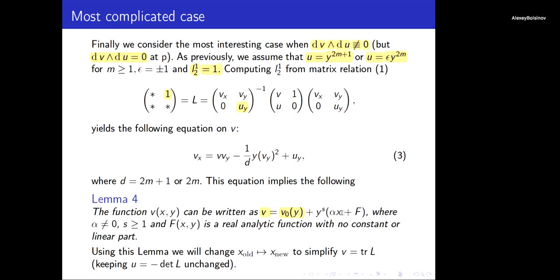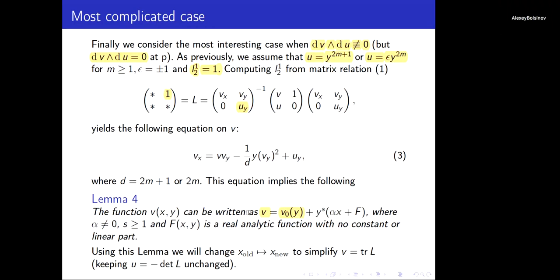What is important to see from this is the fact that the dependence of V in x is very easy. It is sort of linear in x. But that's what this lemma says. Maybe I need to explain why this lemma is important and what we are going to do.